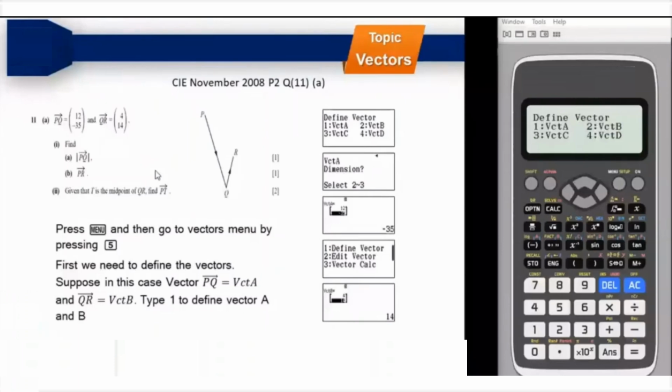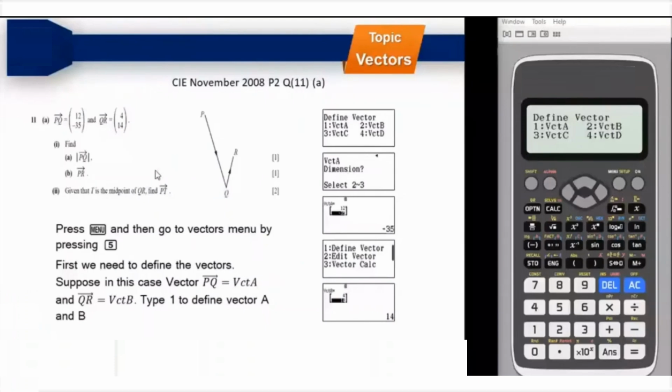Moreover, I would also like to tell you that whenever you are solving questions regarding vectors, you have to ensure that throughout the question, the vectors will either be 2-dimensional or 3-dimensional. You cannot have some vectors 2-dimensional and other vectors 3-dimensional. You have to remain consistent throughout the question.